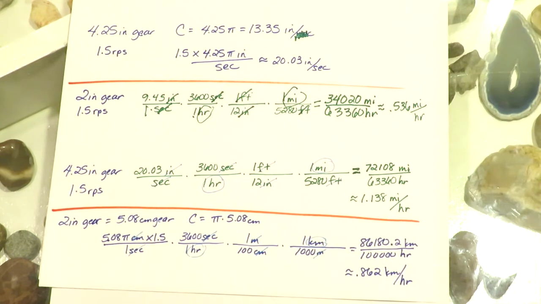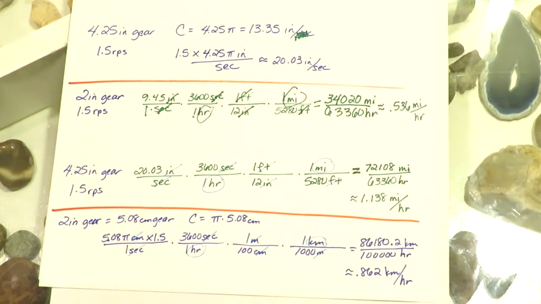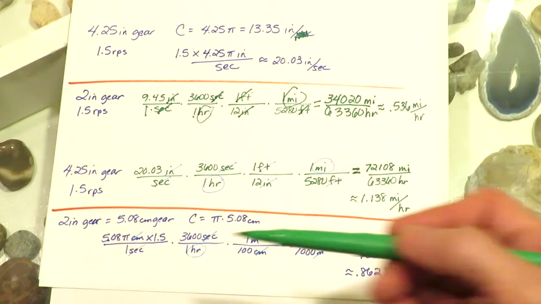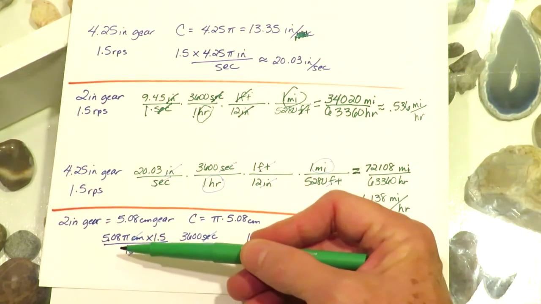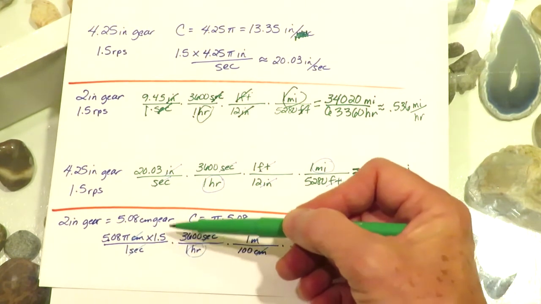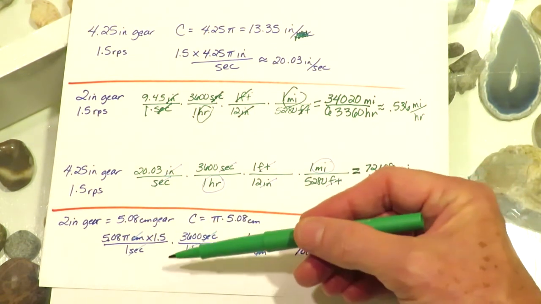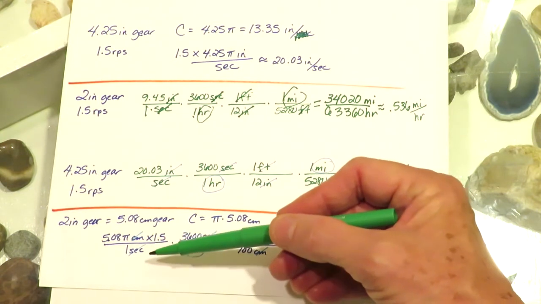So I could also measure in the scientific units of centimeters or kilometers. The 2-inch gear, that means the diameter was 2 inches. I could also report that as 5.08 centimeters, and the circumference would be pi times 5.08 centimeters. I still am going to do the same process. It's going around 1.5 times per second. So 1.5 times the circumference gives me the centimeters per second, not inches anymore.